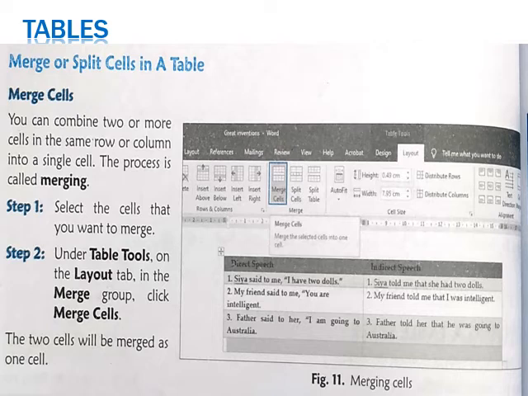Again, a basic thing: you have to select a minimum of two cells to merge. Do not try it by choosing just one cell and then attempting the merging. Merging means combining two or more cells. So be very careful about this.